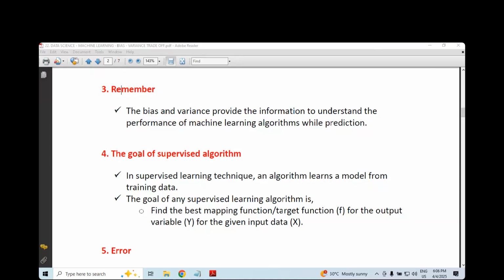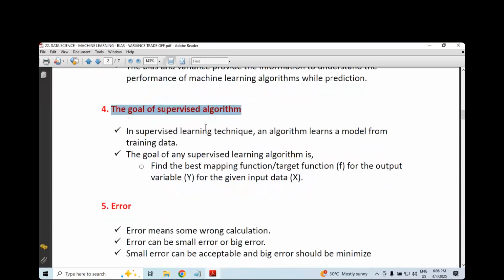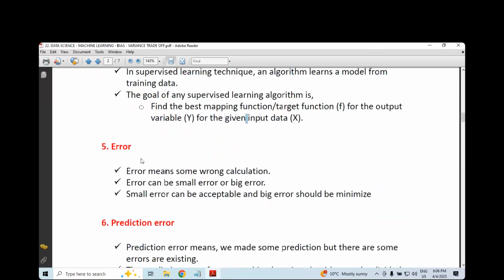Let's move on. The goal of a supervised learning algorithm, I'm sure you already know, is learning the target function between the input variable and the output variable. Am I right? The next one is error. Error means some wrong calculation. The actual value and the predicted value went wrong, and that is called an error.